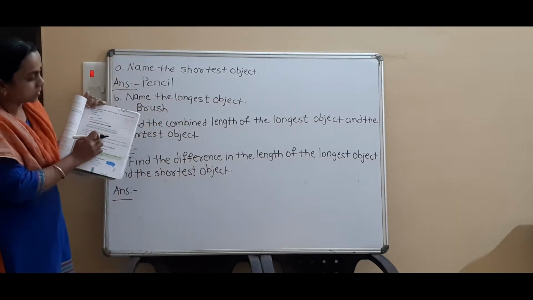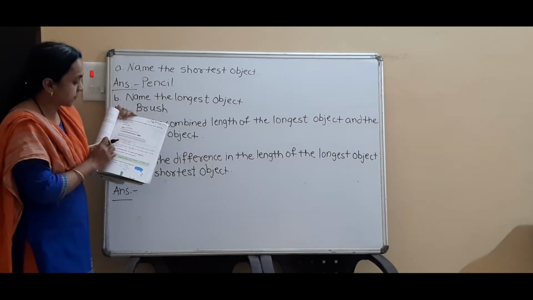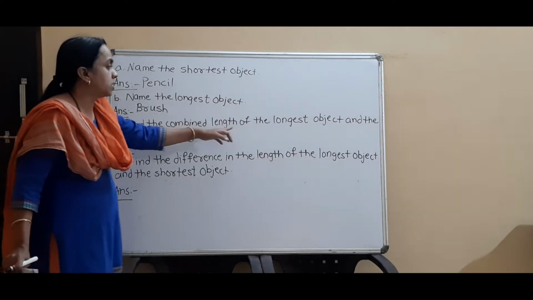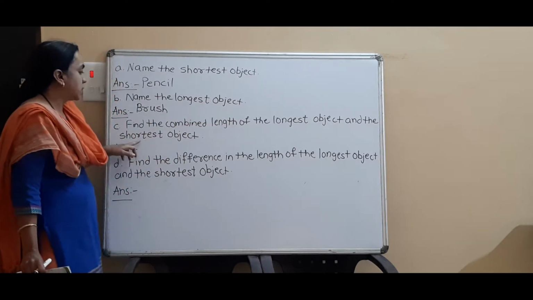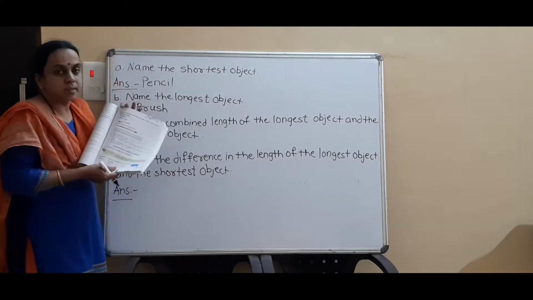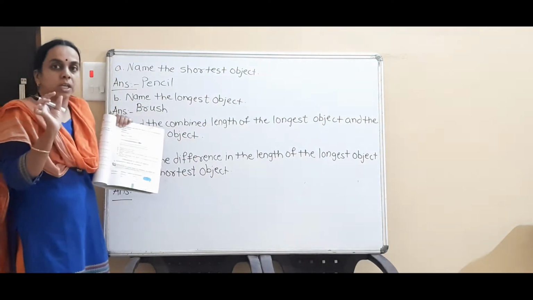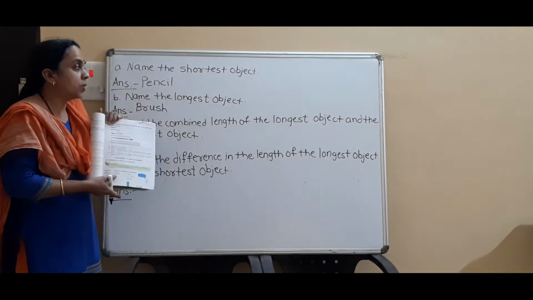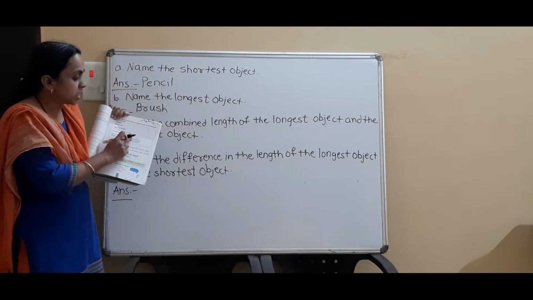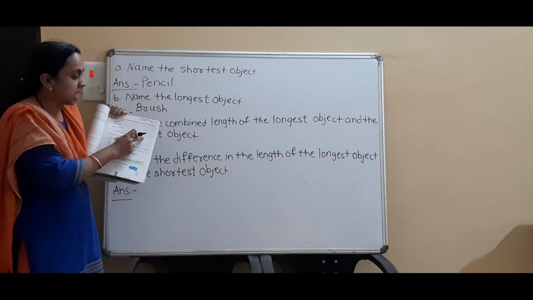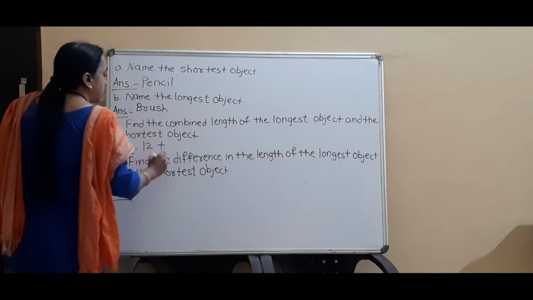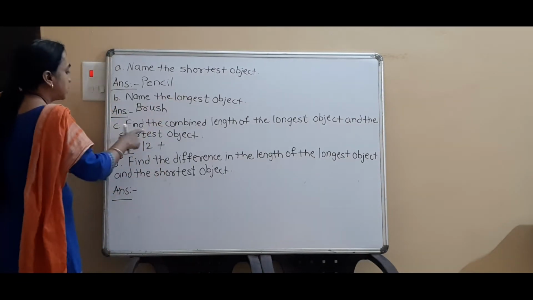A space is there, so you can write down here answer. Okay, now see C question. Find the combined length of the longest object and the shortest object. So combined length. Combined means what we have to do? We have to do here addition of what? Of the longest object. Longest object is what? A paintbrush. What is the measurement of that paintbrush? That is 12 centimeter. So you write down here 12 plus and the shortest object.